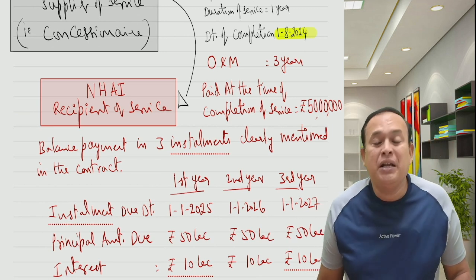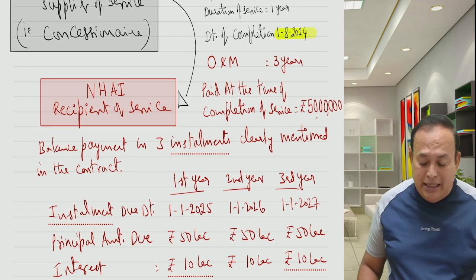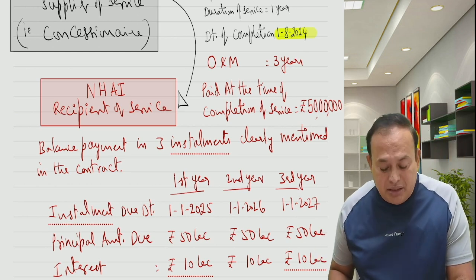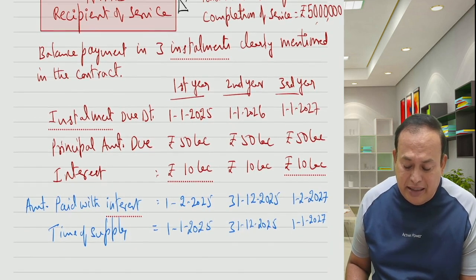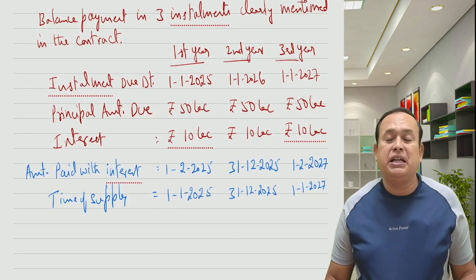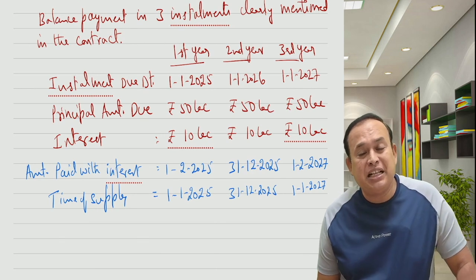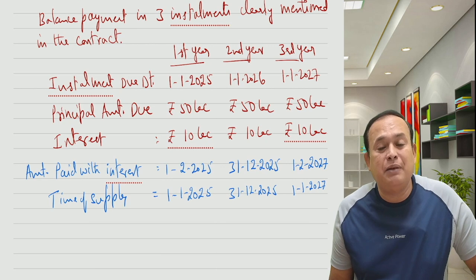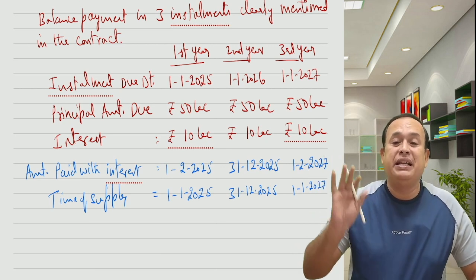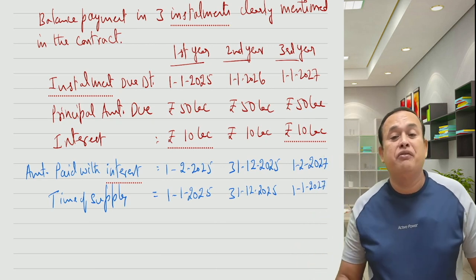Is it clear? In the given case now, the 3 installments, the balance 1 crore 50 lakhs, are collected on 3 different dates with the interest of 10 lakhs every year. So 50 lakhs plus 10 lakhs, 60 lakhs collected. For the entire 60 lakhs, what is the time of supply over the period of 3 years? 60 lakhs, 60 lakhs, 60 lakhs collected, which includes interest.